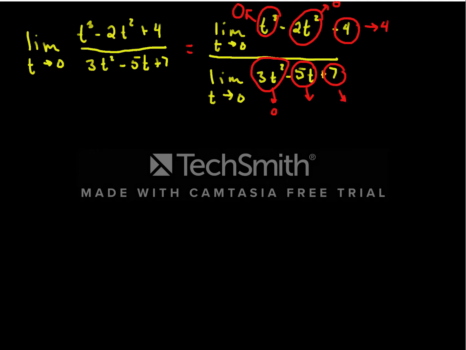Putting that all together, we see that the limit of the top is 0 minus 0 plus 4, so that's equal to 4. And the limit on the bottom is 0 minus 0 plus 7, so the answer is 4/7.